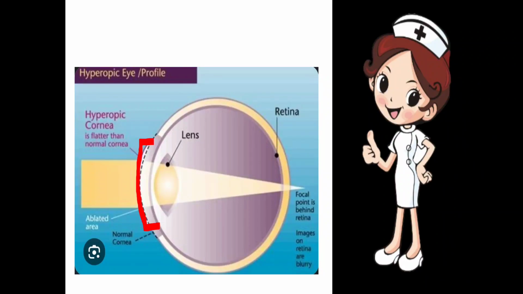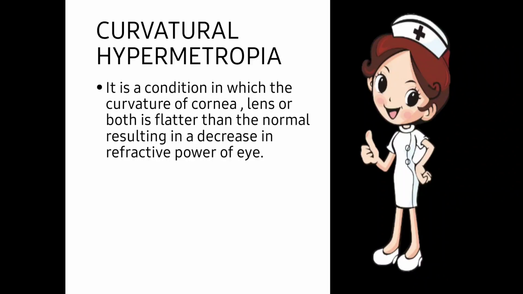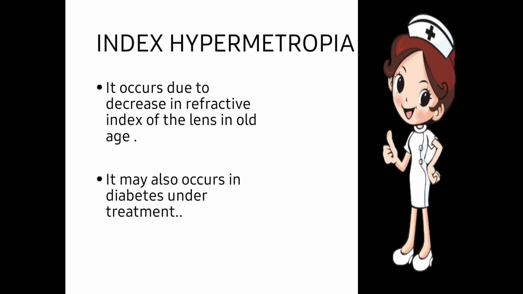In case of a hyperopic eye, the cornea, which is normally curved, becomes flat in case of hypermetropia. So this is known as curvatural hypermetropia, due to which the refractive power of the eye becomes decreased due to its flattening. Next one is index hypermetropia.